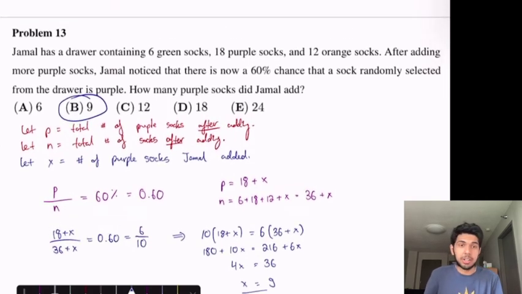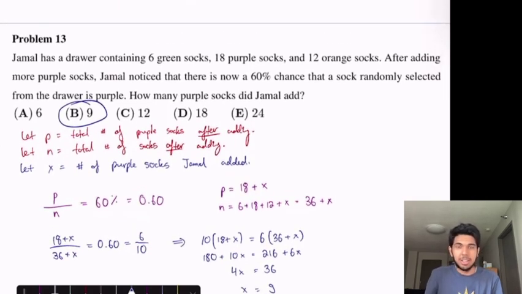And you can check your work. He has 36 total socks to begin with. Let's say he adds 9 more, so there are 45 socks in the end. How many purple socks are there in the end? 18 plus 9 is 27. And so 27 divided by 45 is going to be 0.60. So it is the correct answer.